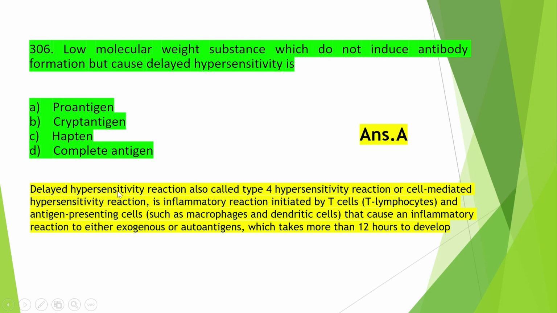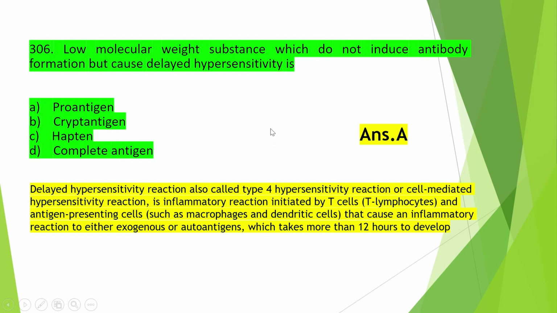So what is delayed hypersensitivity? Delayed hypersensitivity reaction, also called type 4 hypersensitivity reaction or cell mediated hypersensitivity reaction, is an inflammatory reaction initiated by T cells, that is T lymphocytes, and antigen presenting cells such as macrophages and dendritic cells, that cause an inflammatory reaction to either exogenous or autoantigens, which takes more than 12 hours to develop. It takes a long time, and that's why it is called delayed hypersensitivity.